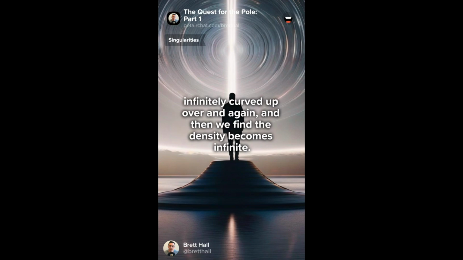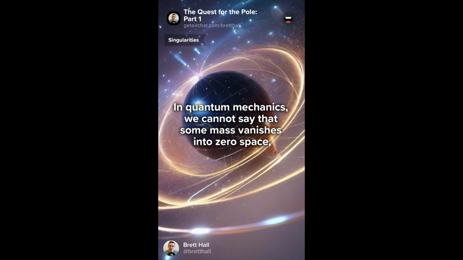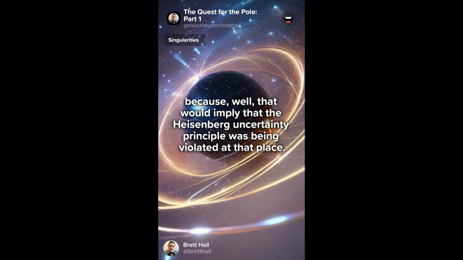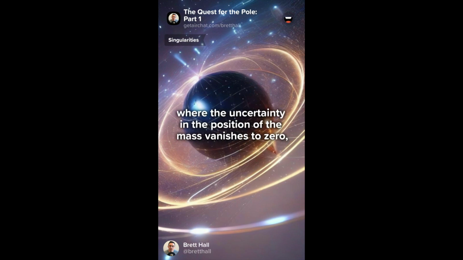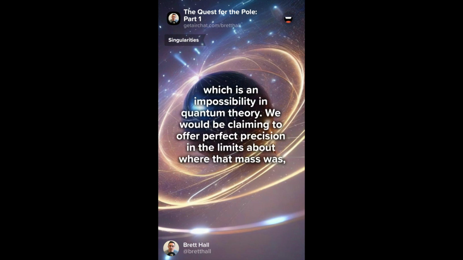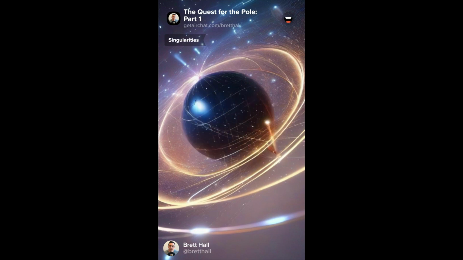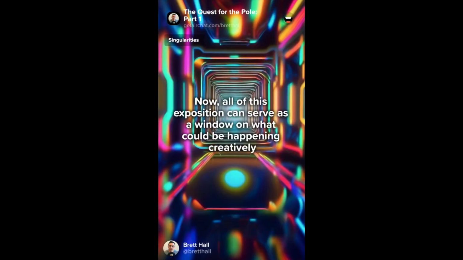and then we find the density becomes infinite. In quantum mechanics, we cannot say that some mass vanishes into 0 space because that would imply that the Heisenberg uncertainty principle was being violated at that place. Why? Because we would be claiming something like that mass was disappearing into a region of space where the uncertainty in the position of the mass vanishes to 0, which is an impossibility in quantum theory. We would be claiming to offer perfect precision in the limits about where that mass was, something denied by the laws of quantum theory.